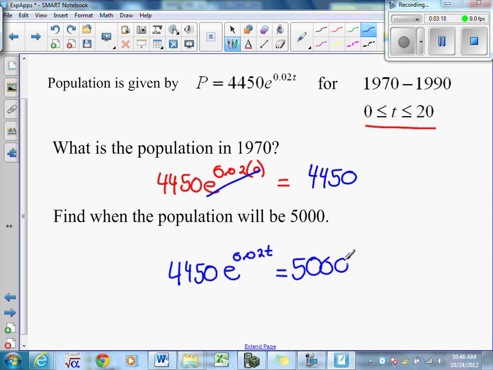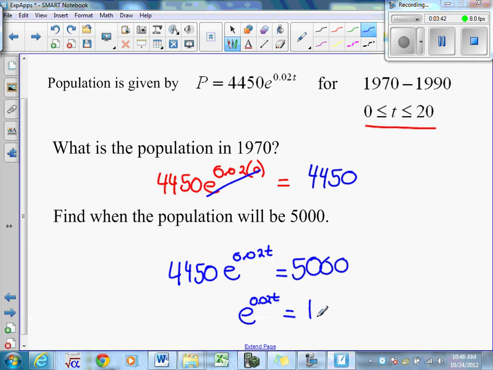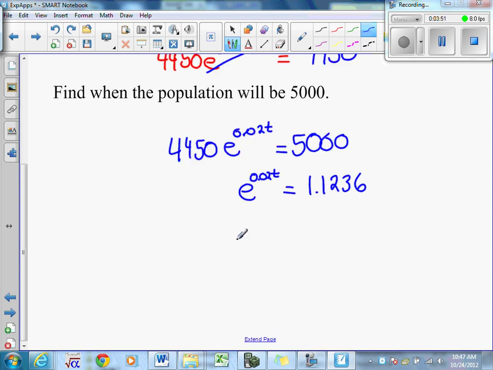And really it doesn't matter what our logarithm is anymore since we have our change of base formula. So I get e^(0.02t) equals 5,000 divided by 4,450, and I get 1.126. So I just divided both sides by 4,450. And then finally to solve, I need to write this in logarithmic form, which is the natural log of 1.126.